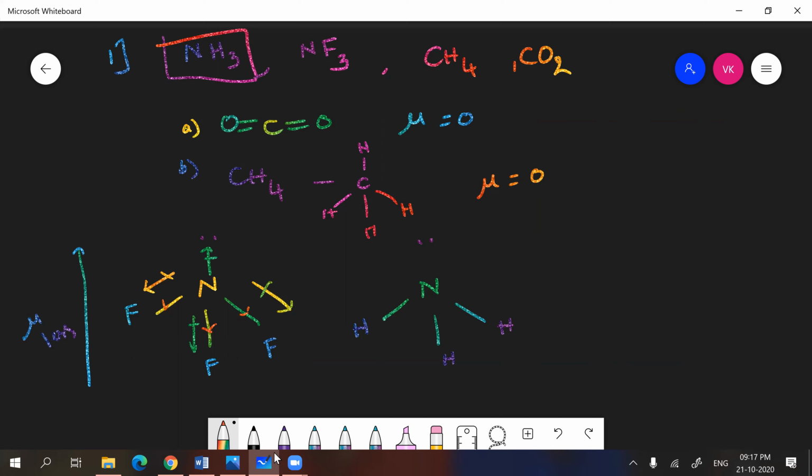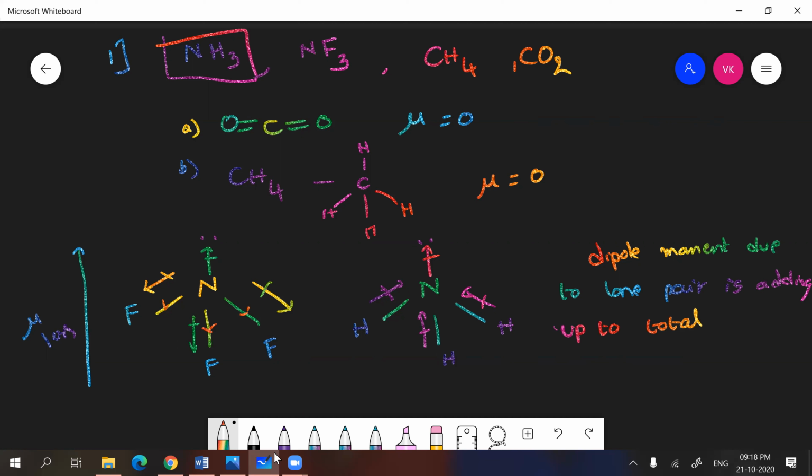Now let's see in this case, the dipole moment direction is this. Because nitrogen is more electronegative than hydrogen, the dipole moment is adding here. Due to the lone pair, it is adding up to the total value. That is the reason why ammonia has a higher dipole moment than NF3.